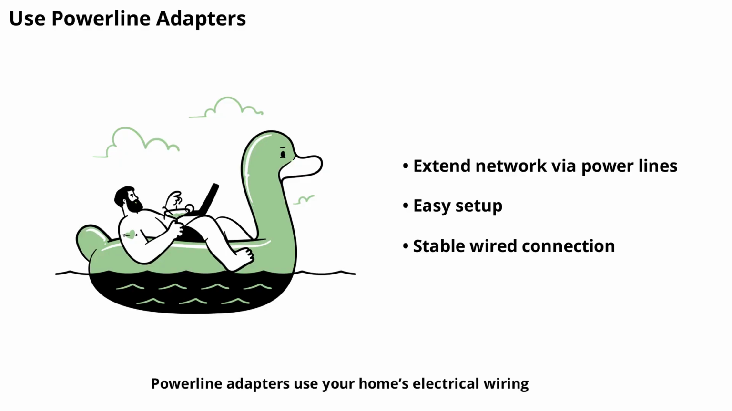Powerline adapters use your home's electrical wiring to extend your network to hard-to-reach areas. They're a great solution if running Ethernet cables isn't practical. Just plug one adapter into a wall outlet near your router and another near your device for a fast, stable connection.